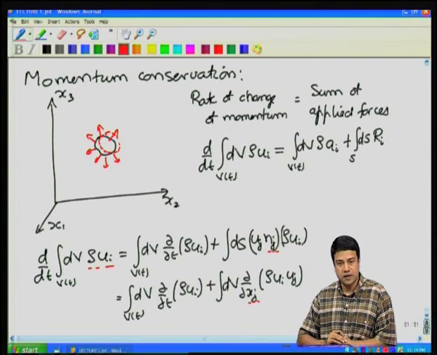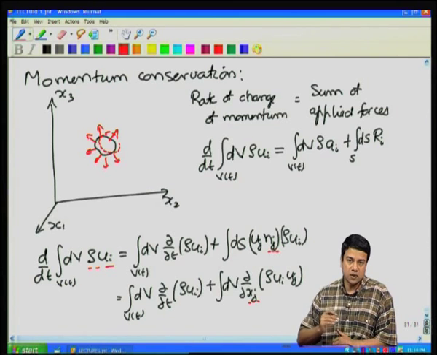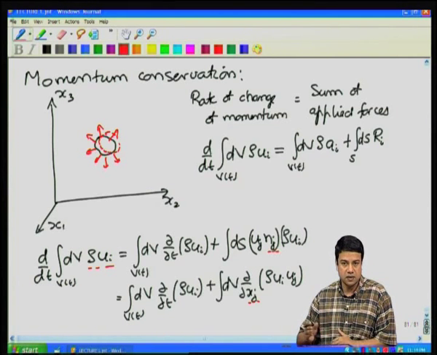And so, this is the left hand side of the equation, the rate of change of momentum. On the right hand side, I have the sum of applied forces. One is volumetric force, the other is a surface force. And as I said, the surface force is due to momentum flux. Let us look at that a little more carefully.